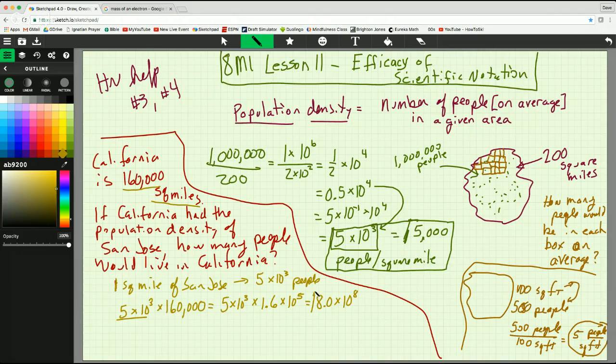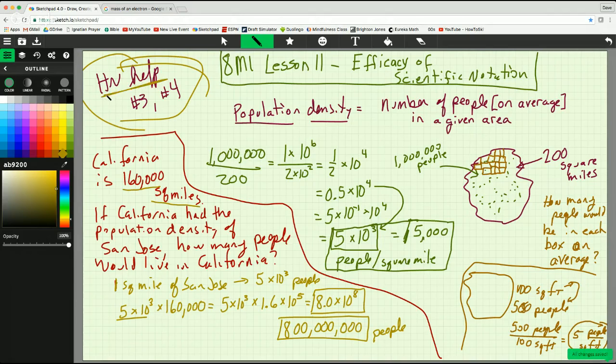So that is a lot of people. And if you want to write it out, it would be 800,000,000. If the entire state of California was as dense as San Jose, we'd have 800 million people, which is more people in California than there are in the United States right now, which is 300 million. You know that that's really kind of an unrealistic number of people. It would be almost the number of people that there are in China, all just sitting inside California. So hopefully this is helpful. Hopefully this gives you some clues as to how to do your homework.